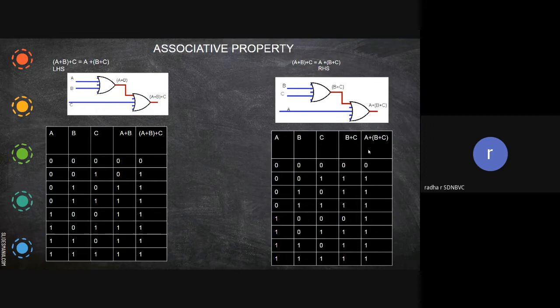Now, in the same way, if you see B plus C, these two: 1, 1, 1, 0, 1, 1, 1. Okay, so with this B plus C, you add A: 0, 1, 1, 1, 1 and here 1 and here 1 and 1. So you get this answer, left hand side equal to right hand side.